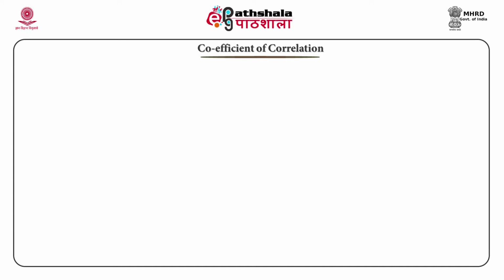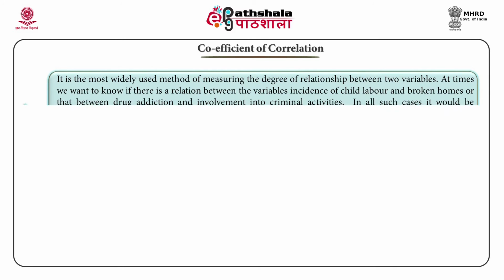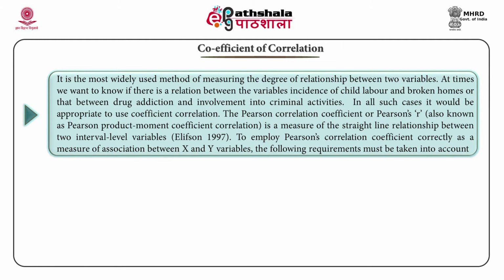First, we take up the coefficient of correlation. It is the most widely used method of measuring the degree of relationship between two variables. At times, we want to know if there is a relation between the variables incidence of child labor and broken homes, or that between drug addiction and involvement in criminal activities. In all such cases, it would be appropriate to use the coefficient of correlation.